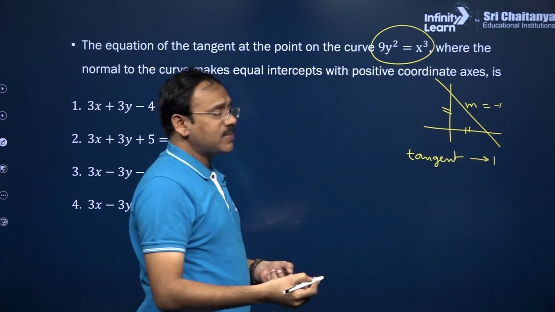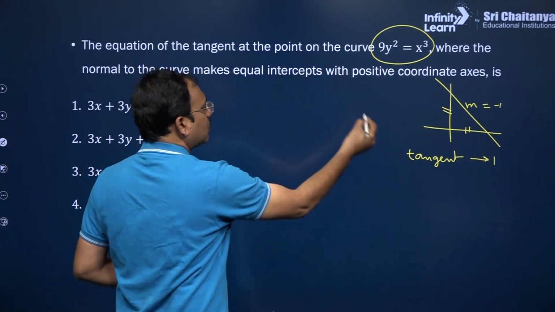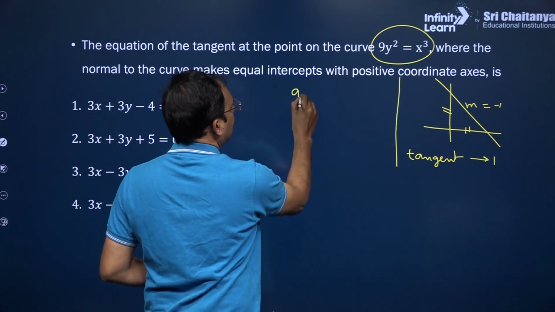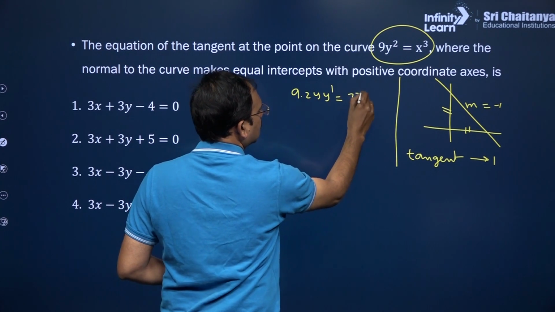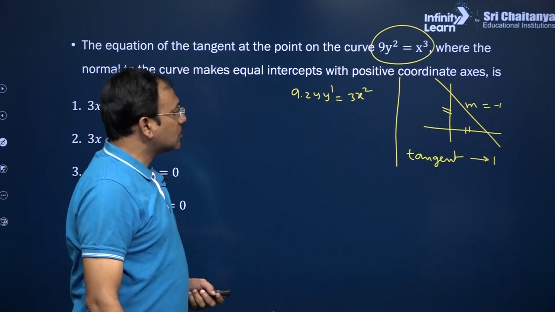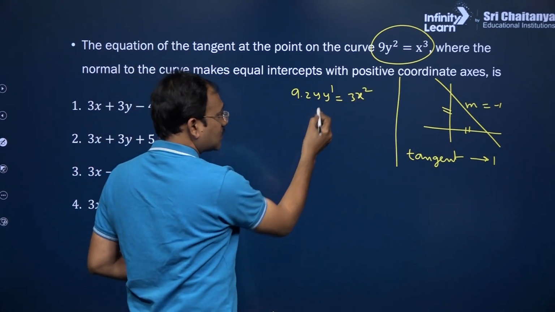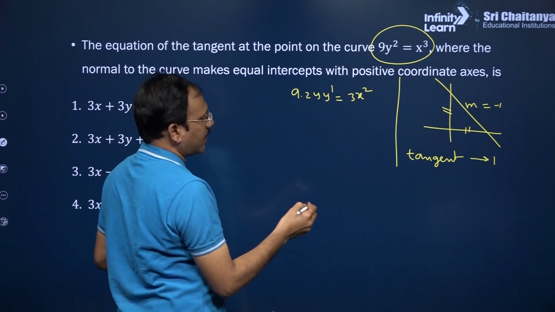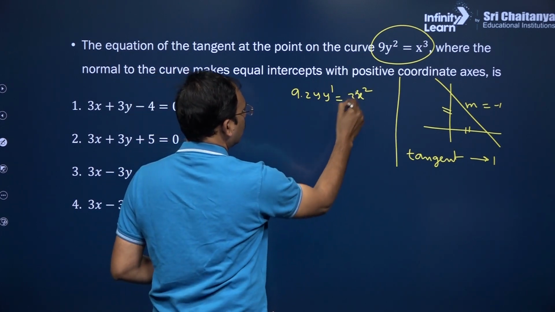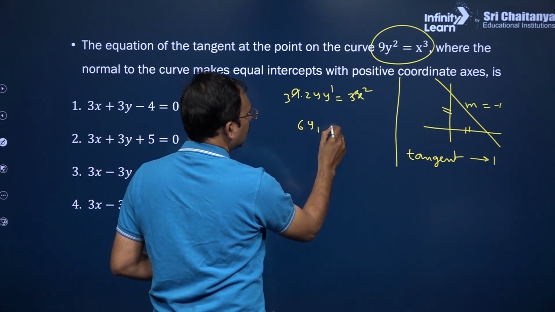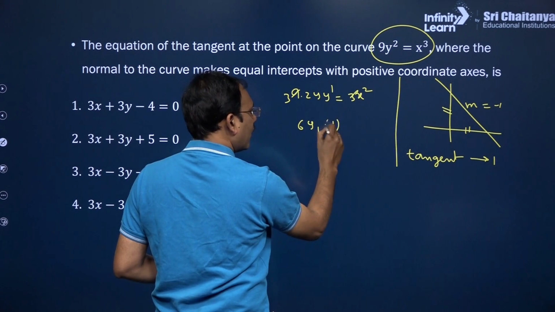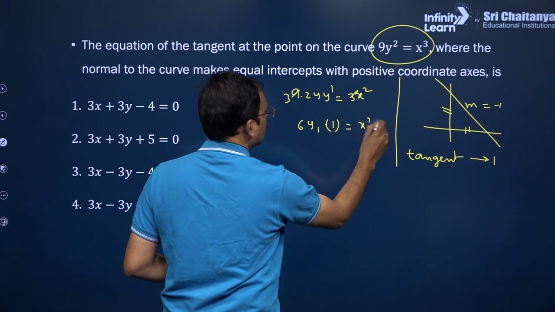So, tangent slope means derivative. So, you just try to take the derivative, my dear friends. 9 into 2y y dash is equal to 3x square, right. So, here y dash must be 1. Suppose the point is say x1 y1. So, this is going to be 3 times 6y1 into y dash, say 1, is equal to x1 square.